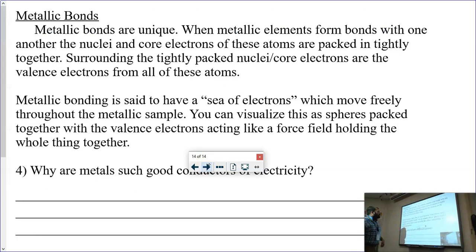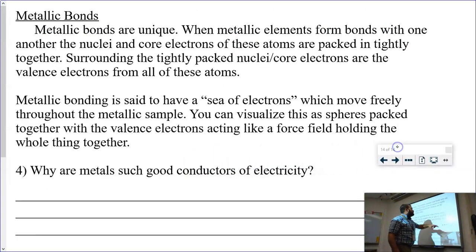All right, we've made it. We're at the end. We're close. Metallic bonds. Metals. It's the last chunk of this topic. Let's talk about metallic bonds really, really quickly.